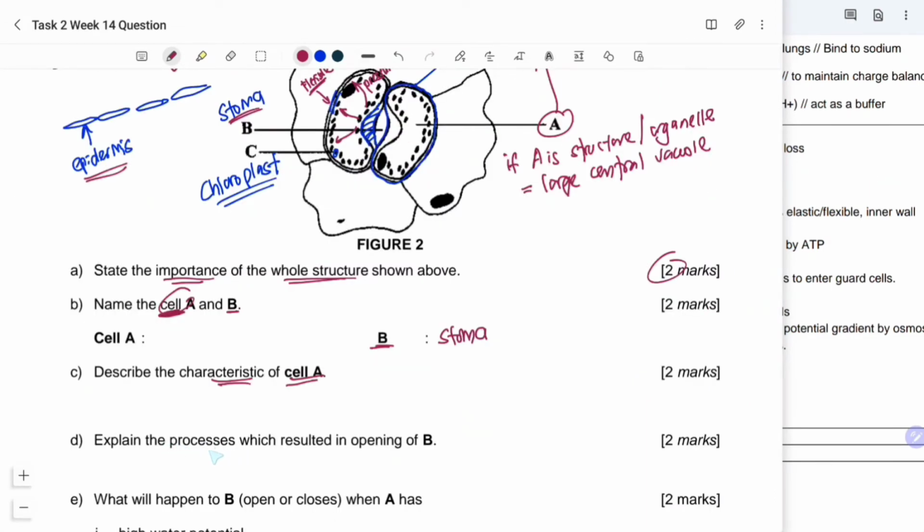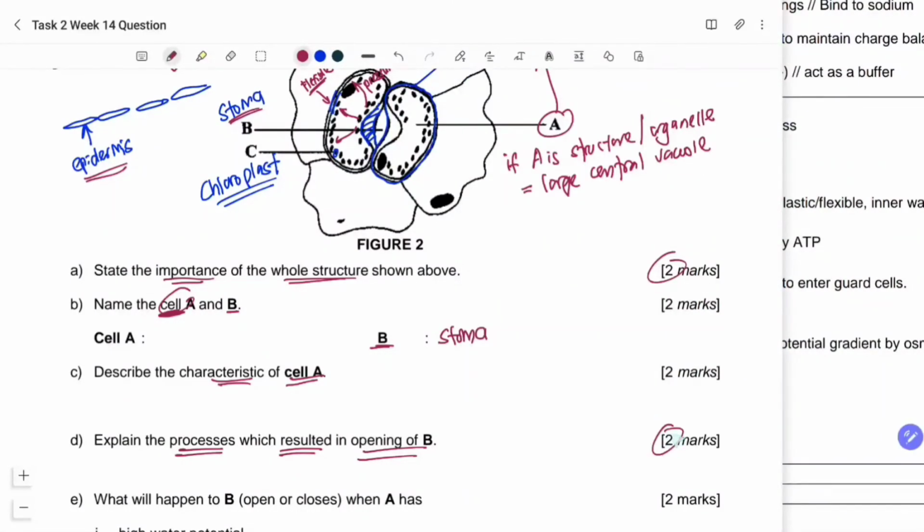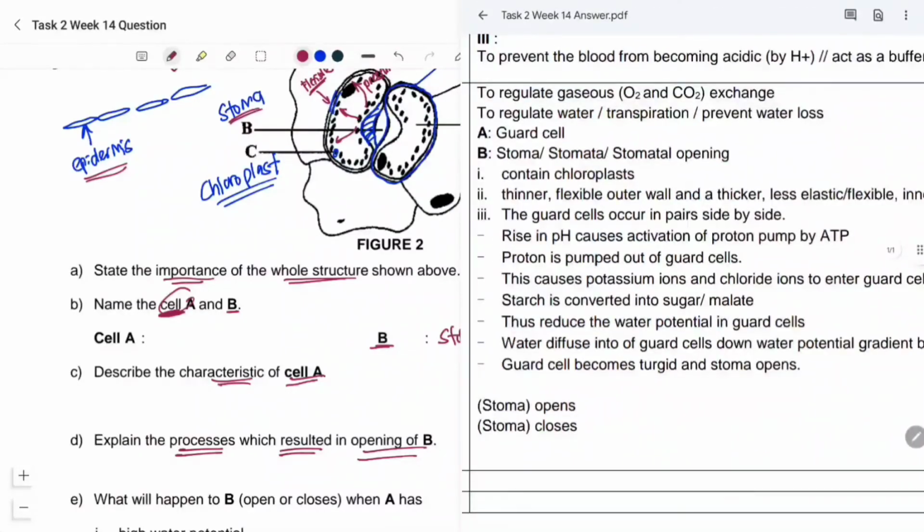So next question, explain the process which resulted in opening of B. Apakah proses yang menyebabkan stoma itu open? So for this question, dia tak pernah lagi keluar dalam exam. Jadi kita tak boleh nak pinpoint exactly dekat mana markah dia akan bagi. Okay, so kita hanya boleh try to describe the whole process sahaja terus. Okay, walaupun kat sini dikata dia nak 2 markah, tetapi dalam exam kita tak pernah keluar lagi. Jadi kita tak tahu exactly dekat point mana dia bagi markah. So kita just boleh belajar untuk describe je semua proses.